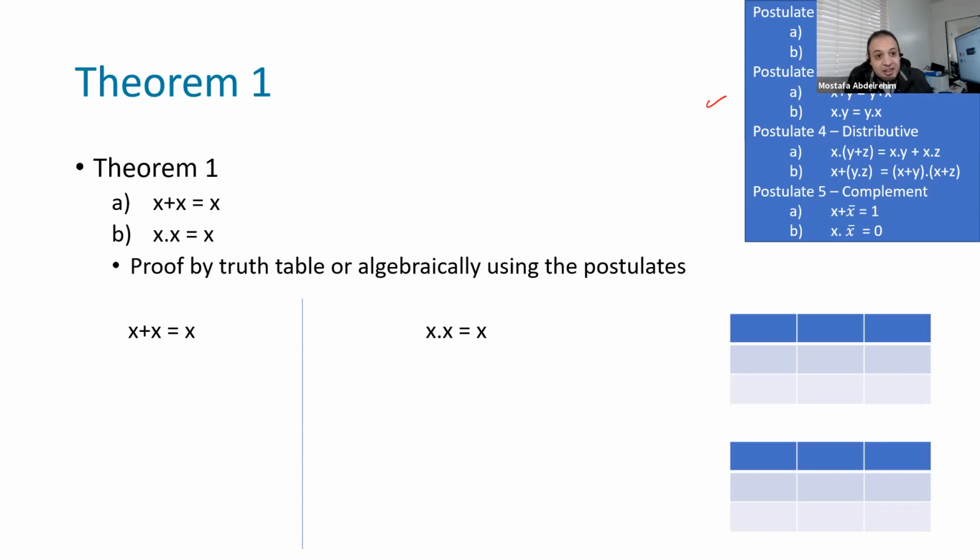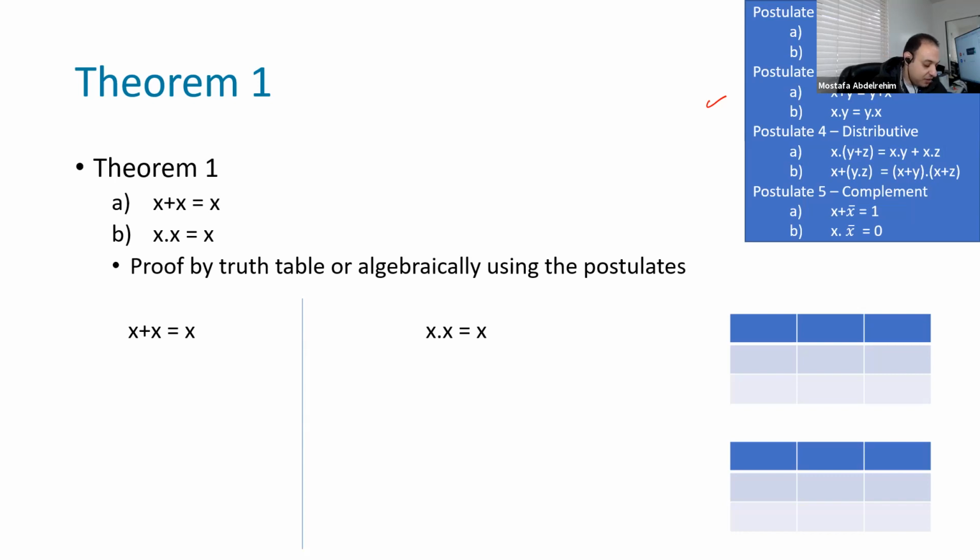In this part, we're gonna explore the basic theorems, based on these postulates that we explored. These theorems can be proved using 2 types: they can be proved in algebraic form or using the truth table, just like the postulates.